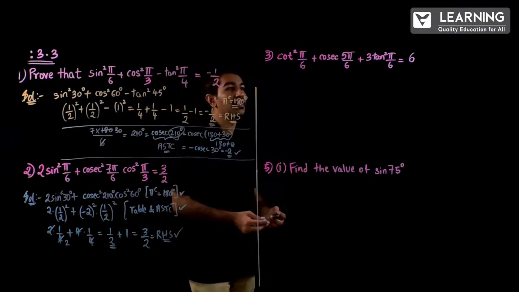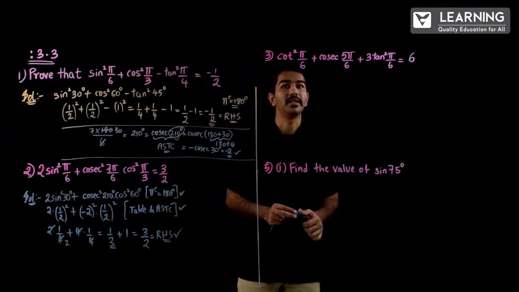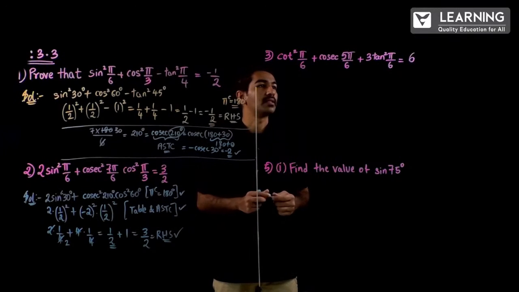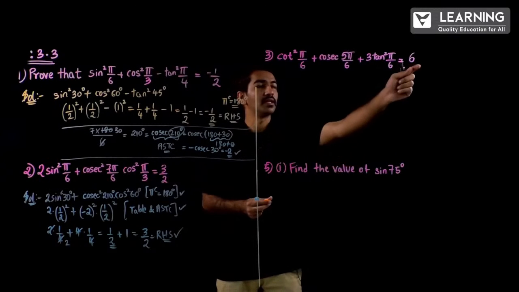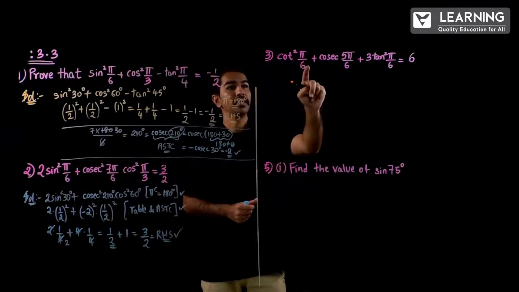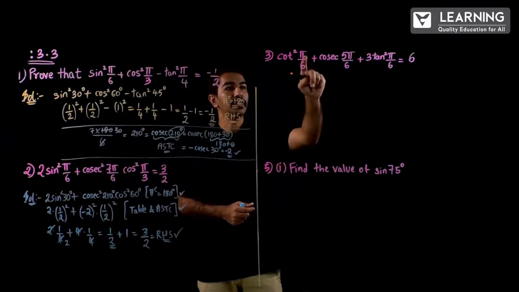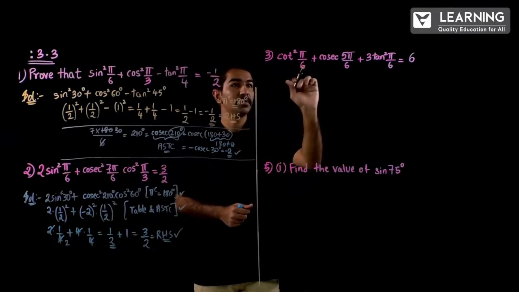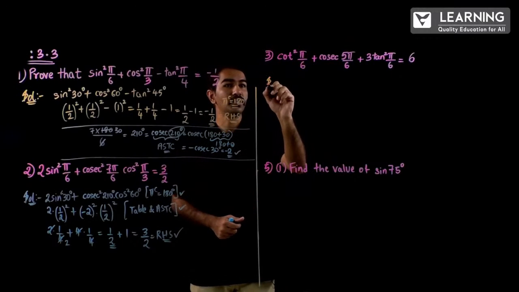Understanding? Okay. Moving to the next problem, question number 3. Cot square pi by 6 plus cosecant 5 pi by 6 plus 3 tan square pi by 6 is equal to 6. We have to prove this. Take the left hand side. Pi by 6. How much, students? 180 divided by 6, that is equal to 30. So solution will start here.